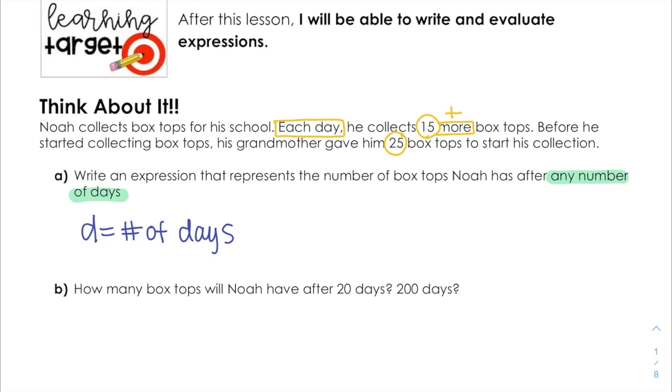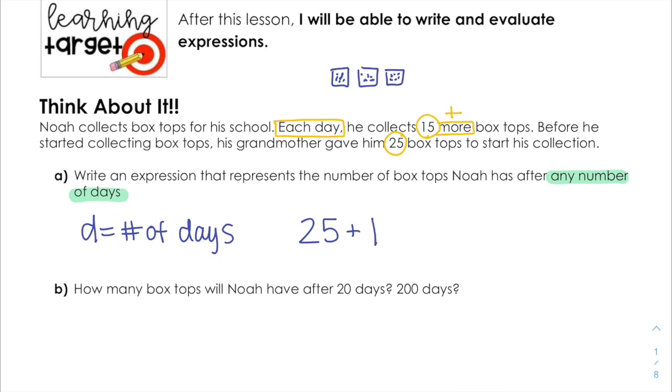So let's actually start with the 25 that he starts the collection with. That's going to be our constant in our expression. And we're going to add that to the 15 that he earns each day. So if I earn 15 on this day, I got a bunch of 15 little dots in here, and 15 on this day, a bunch of little dots, and 15 on this day, a bunch of little dots in here. What would be the quick way of adding up all those dots?